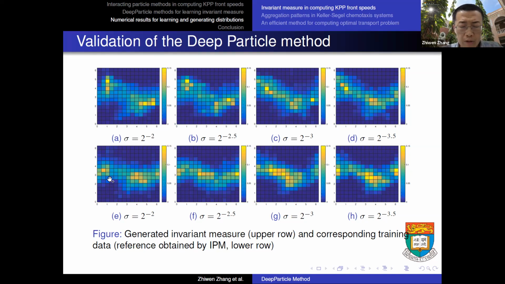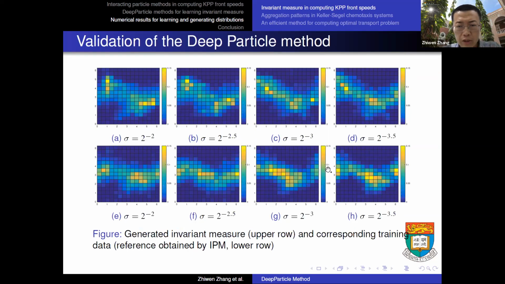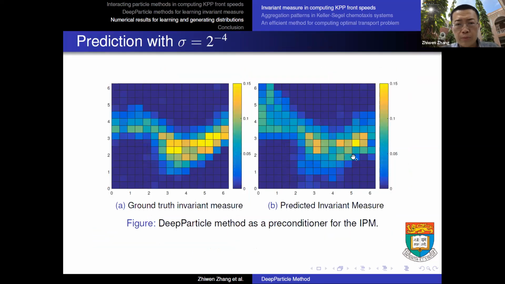You can see the second row is obtained by IPM, and the first row is obtained by the deep network. Qualitatively they agree with each other. One more beautiful thing is here. After you learn this network, you input an even smaller sigma, and you get this predicted inverter measure by the neural network. The left part is ground truth, and the right part is obtained by our method. See, they are not exactly equal.